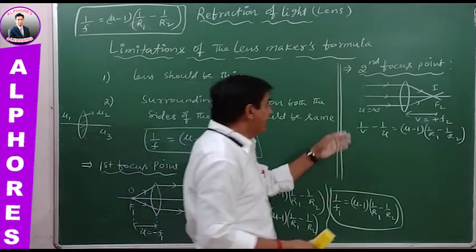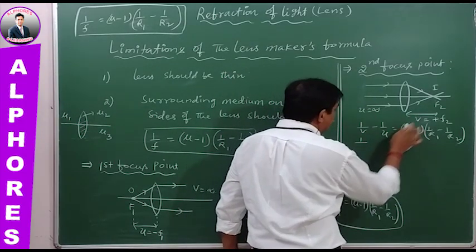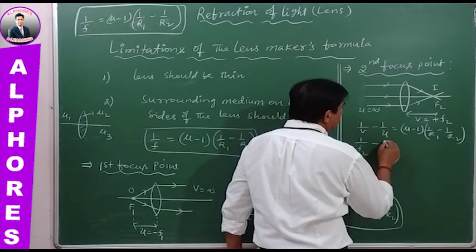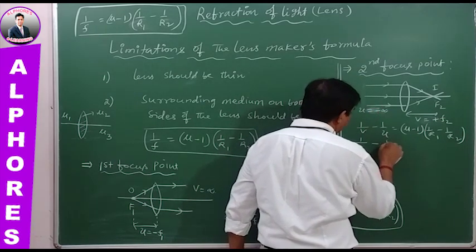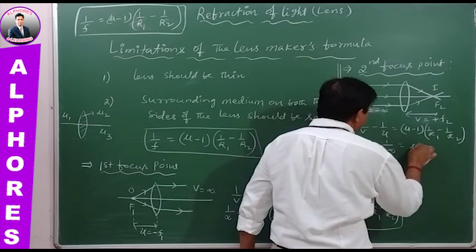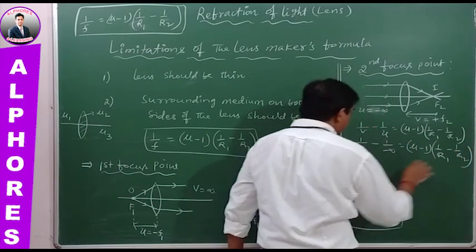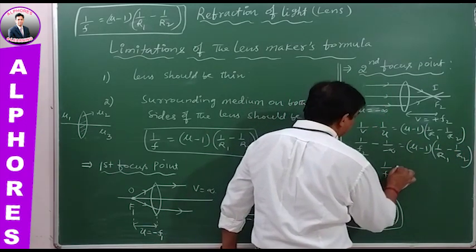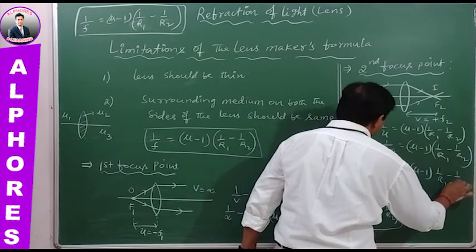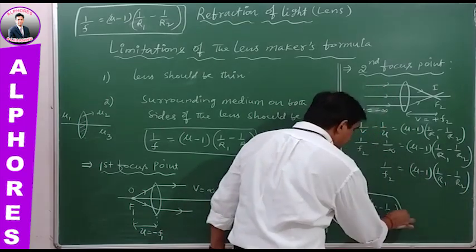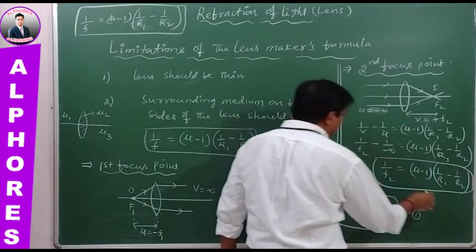u is infinity. Again, substituting these values in the lens maker's formula, 1 by v is 1 by f2, minus 1 by u, where u is equal to minus infinity, and of course 1 by minus infinity is zero, equals (mu minus 1) into (1 by r1 minus 1 by r2). Now simplifying this, 1 by f2 is equal to (mu minus 1) into (1 by r1 minus 1 by r2). So this is the first focus point equation, and this is the equation for the second focus point.